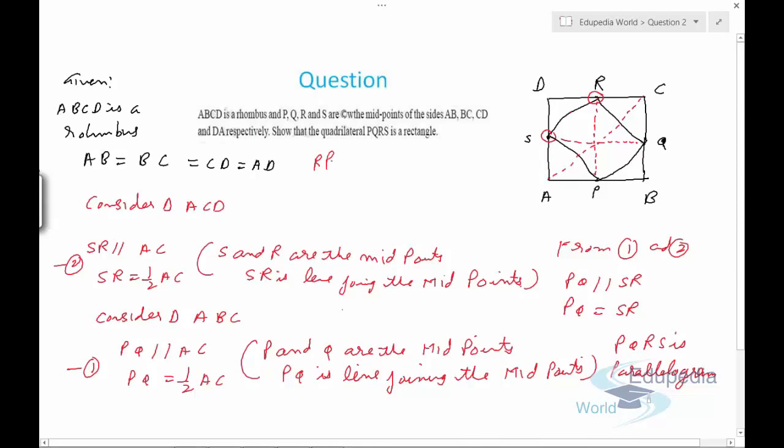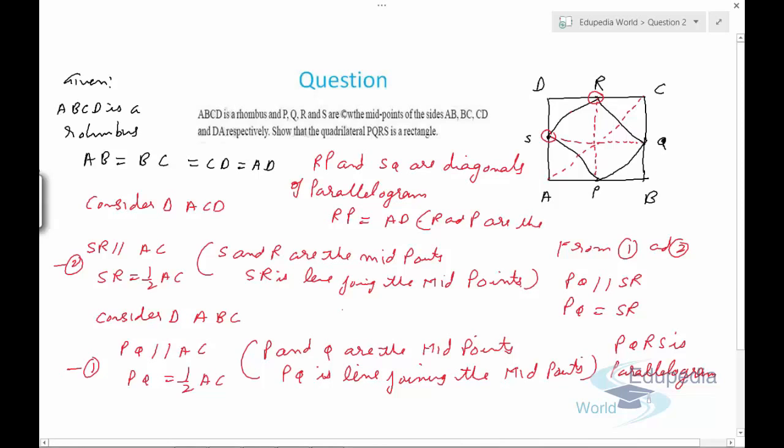Now, since RP and SQ are diagonals of the parallelogram, we can say that RP will be equal to AD. Why? Because R and P are the midpoints joining the sides, and ABCD is a rhombus and it's also a parallelogram. So we can say that RP equals AD. Why? Because R and P are the midpoints.